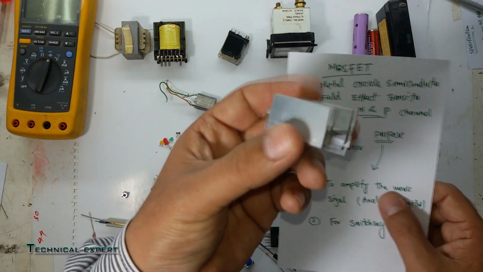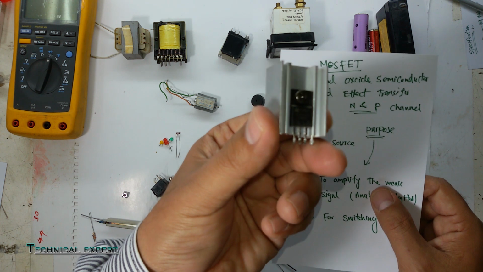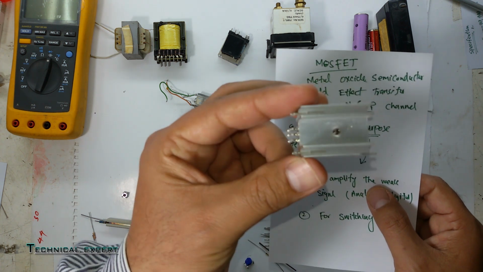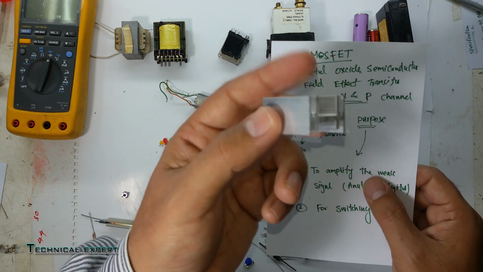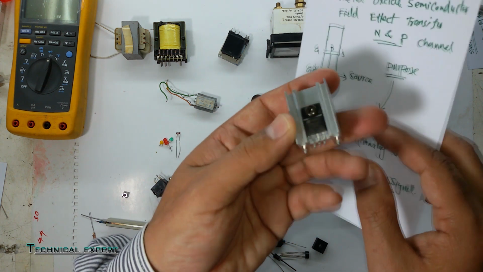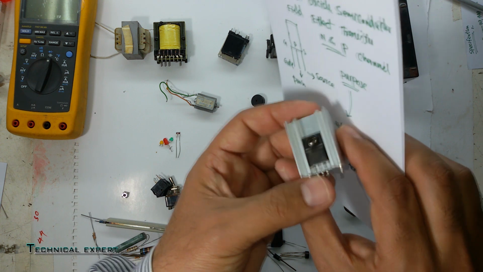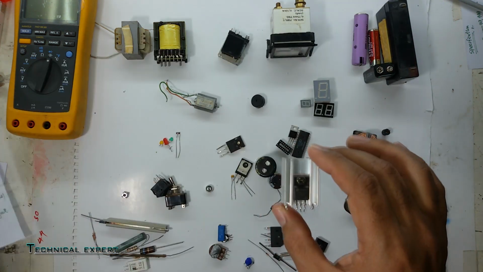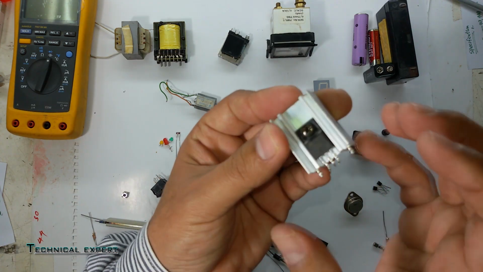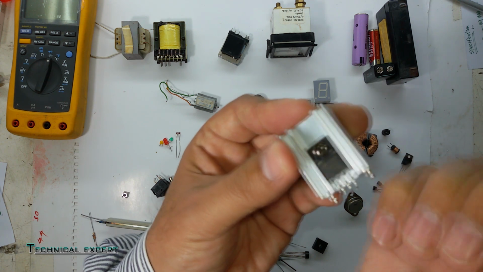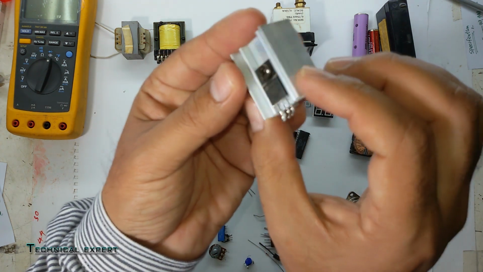This piece of metal, we call it heat sink, because when ICs are running for a very long time, they are emitting energy. So this piece of metal will protect the ICs from the heat. It will absorb all the heat of the ICs.